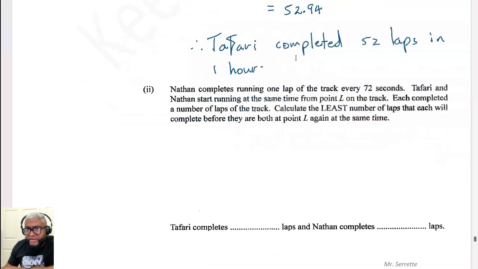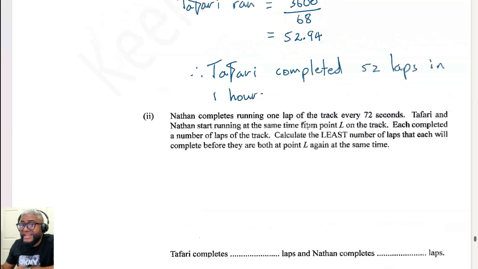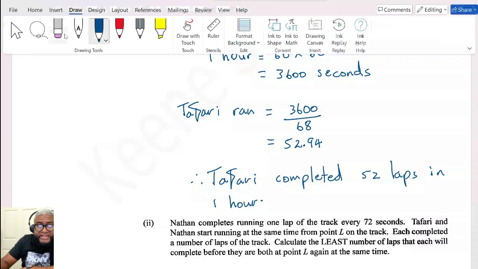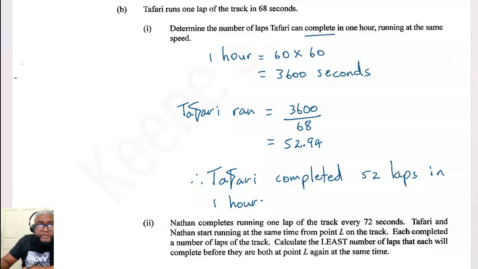I was going to say one more thing, guys. When they ask you to calculate the least number of laps it will take before they reach the same point again, anytime you see the word least, you need to find the LCM. That's my little hint for part 2. Copy down part B, those who are to copy. The hint is to find the least number of laps. You can write this as a note.